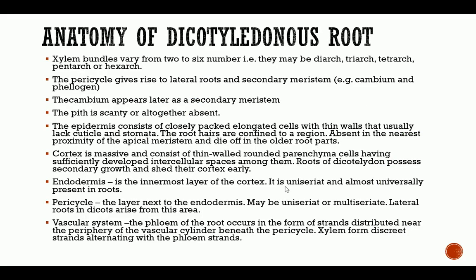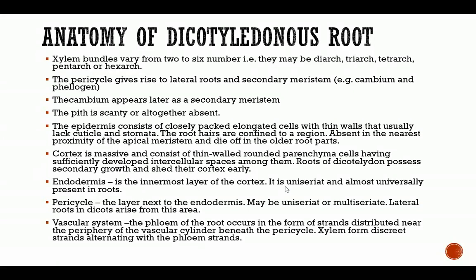All right, let's look at the anatomy of the dicotyledonous root. Now we have two major types of roots when we're talking about crop science. We have the monocot and the dicot roots, and they differ in their arrangements with respect to the vascular system, their ground meristem as well. The xylem bundles vary from 2 to 6, that is, there may be diarch, triarch, tetrarch, pentarch, or hexarch. The maximum xylem bundles that exist in the dicot is 6.